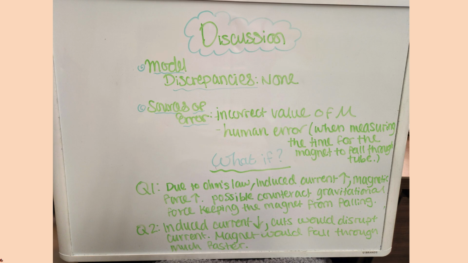Question 2 says, what if holes or slots were cut into the tube? How would this affect the ring's current in your model? The induced current would decrease dramatically because the cuts would disrupt the current, and the magnet would fall through much faster.